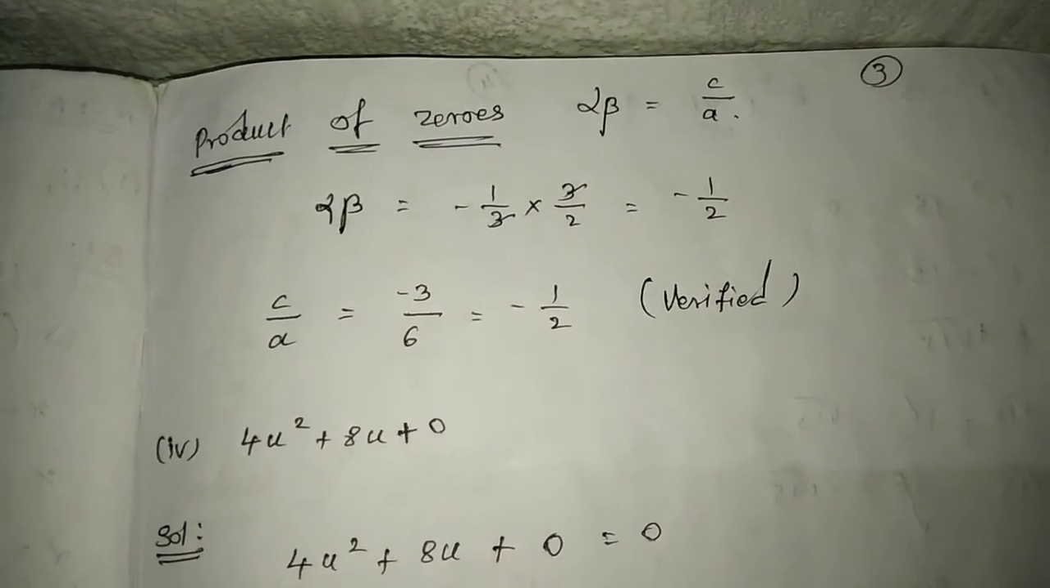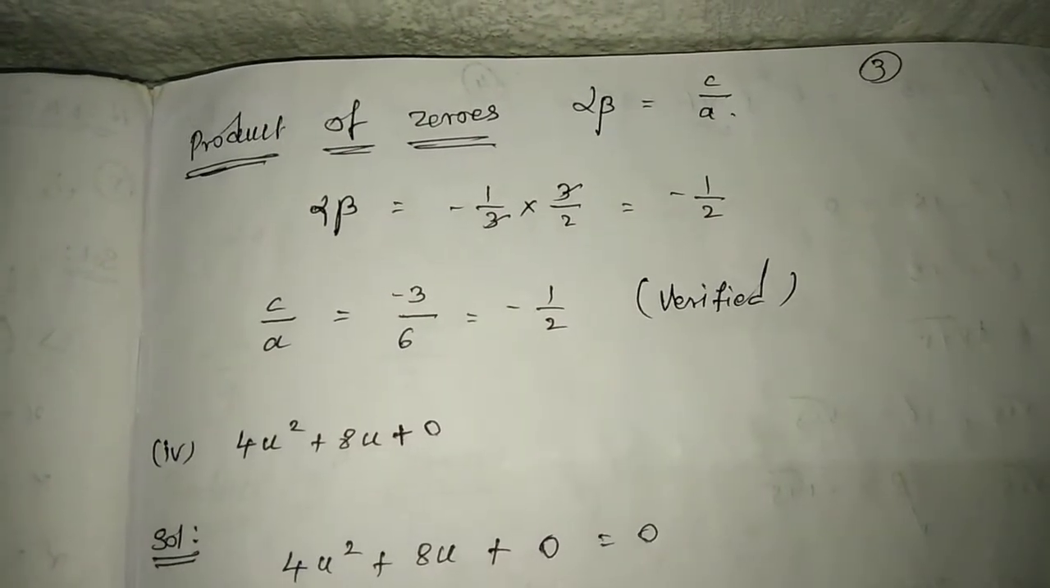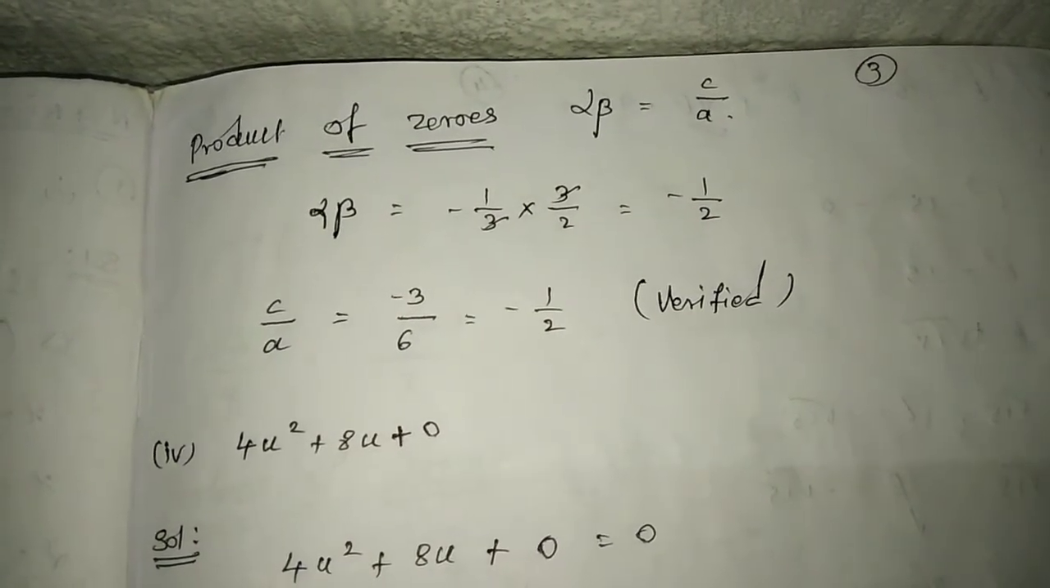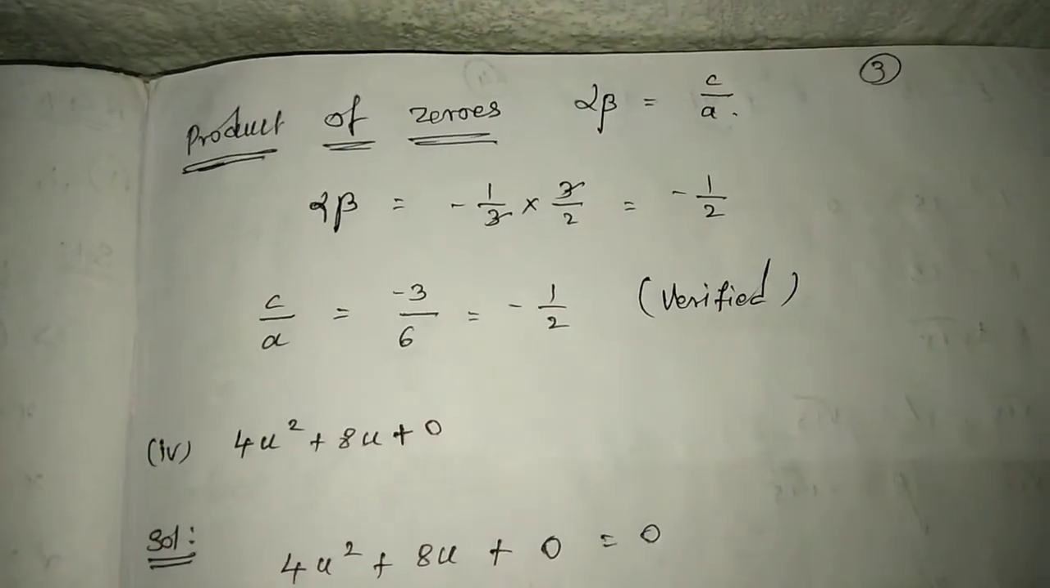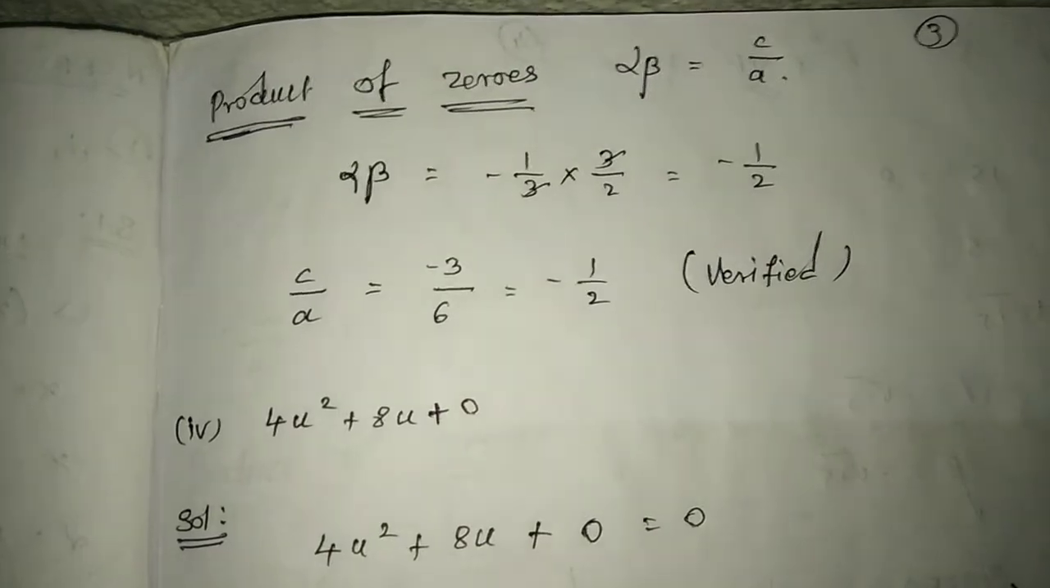Next we can take the right hand side, that is c by a. So minus 3 by 6. Minus 3 by 6 we can cancel to 1 by 2, minus 1 by 2. Now both values are minus 1 by 2, so it is verified. Are you clear? Next question.